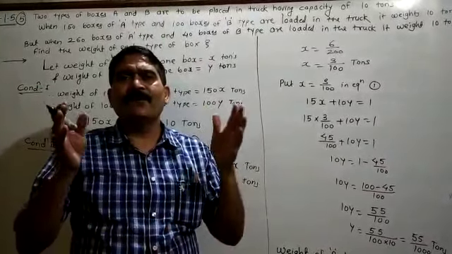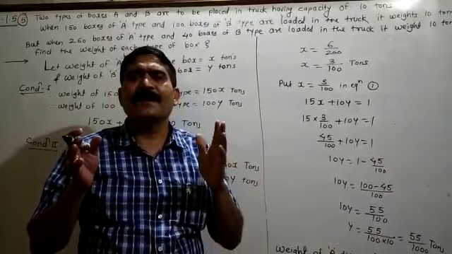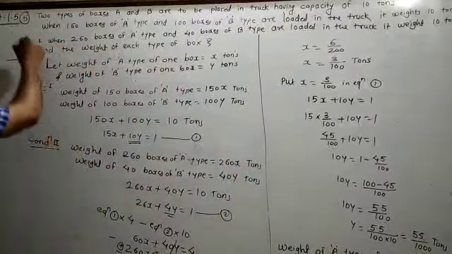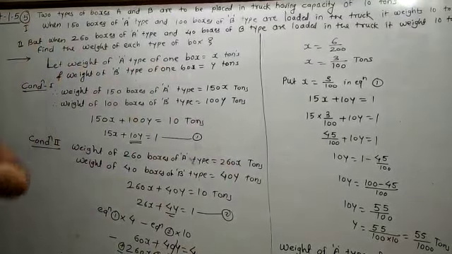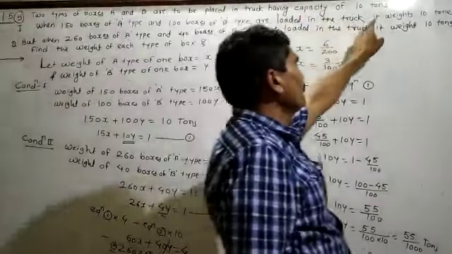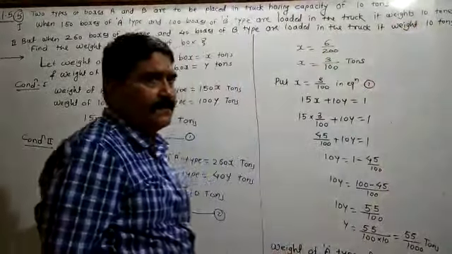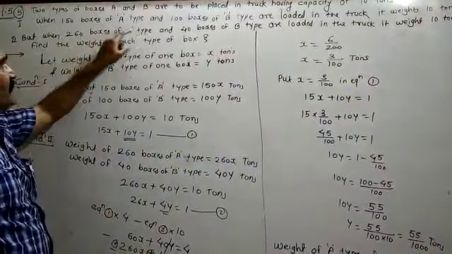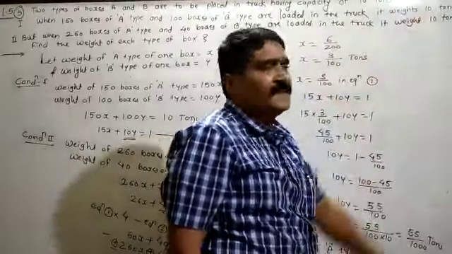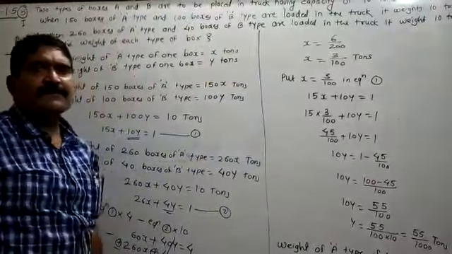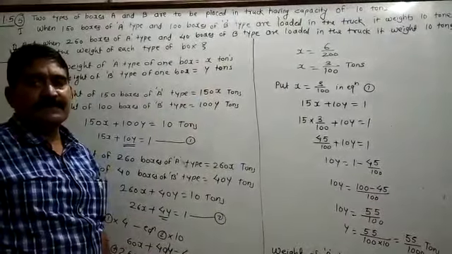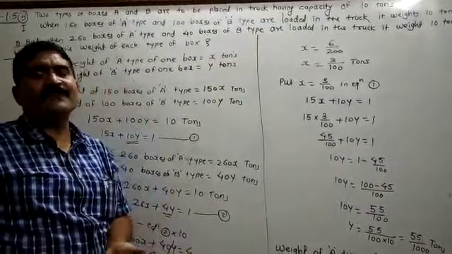The weight of one box of A is different, and the weight of another box of B is different. Then what conditions are given? This is the first condition and this is the second condition. When 150 boxes of A type and 100 boxes of B type are loaded in the truck, it weighs 10 tons. And when 260 boxes of A type and 40 boxes of B type are loaded in the truck, the weight is 10 tons. Every time the weight is the same, 10 tons, but the number of boxes is fluctuating.